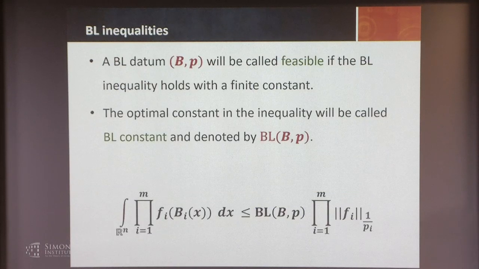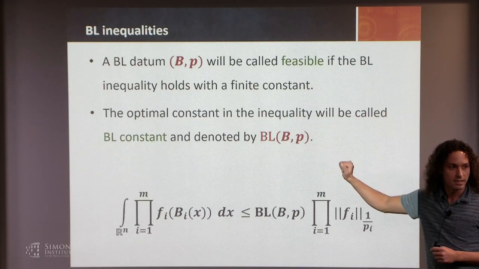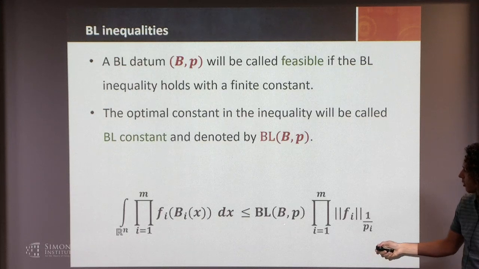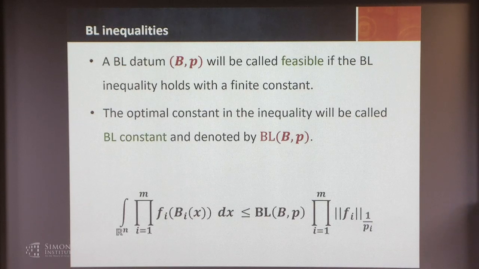So this BL datum, the set of matrices and the set of positive numbers, will be called feasible if this inequality holds with some finite constant. If we can put in a C there that's finite, then we will say that this inequality actually holds. And this optimal C that you can put in the inequality, which was 1 for all the other cases, will be called the Brascamp-Lieb constant, and I'll denote it by BL of my datum. So the best inequality you can hope for is less than or equal to this BL times the product of the norms.